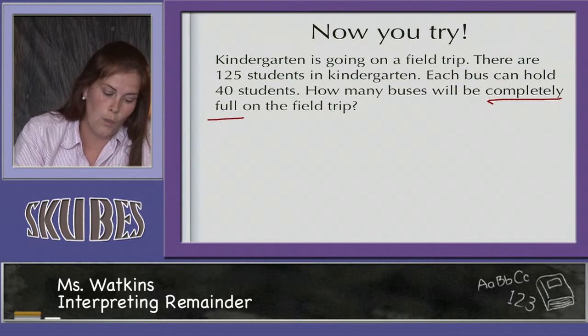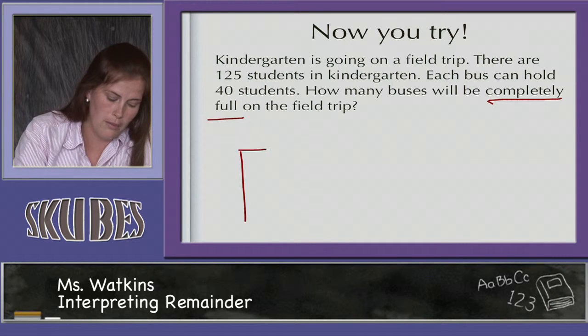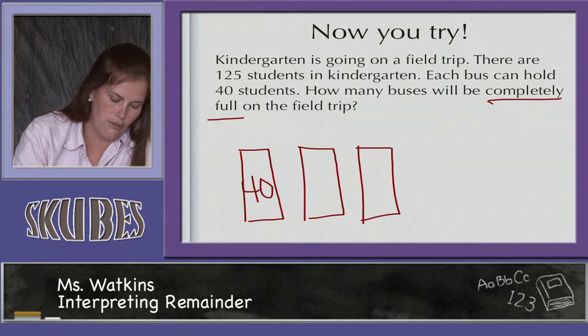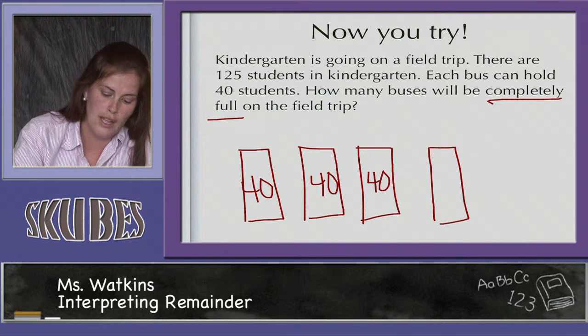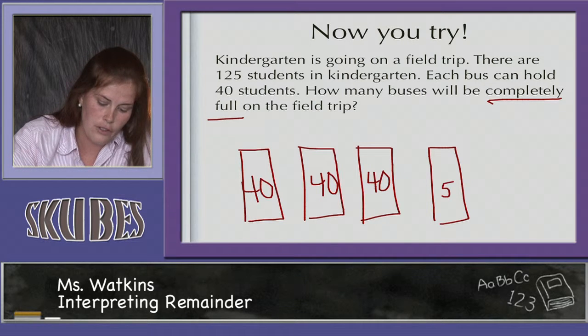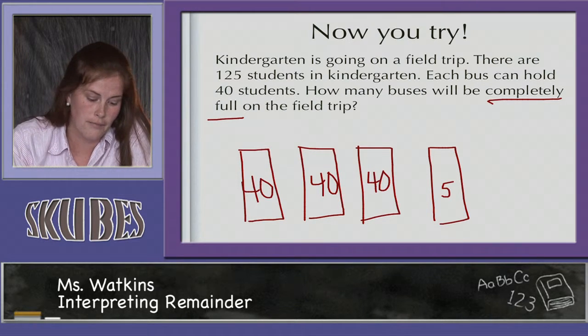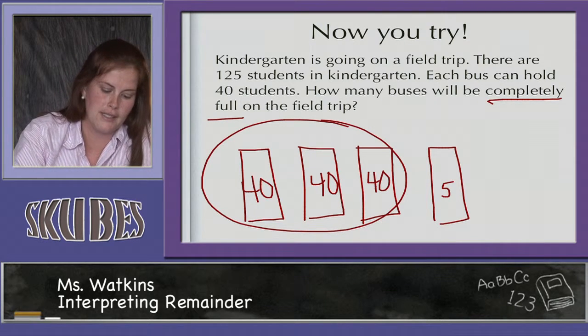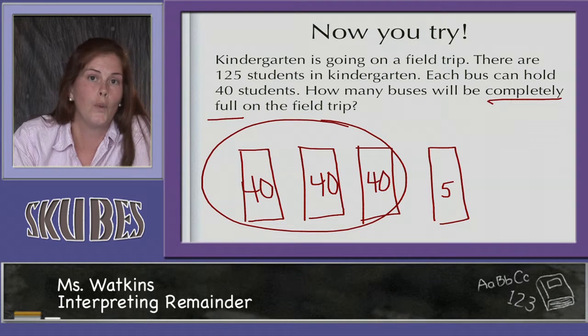Okay, so once again, we said that we will need 3 full buses, because we also had a remainder. So 40 can ride on this bus, 40 would ride on this bus, 40 would ride on this bus. So those buses would be full, and then we had a remainder of 5. And so 5 other students would have to fit on another bus. How many buses will be completely full? 3 buses. Here we are only using the quotient.